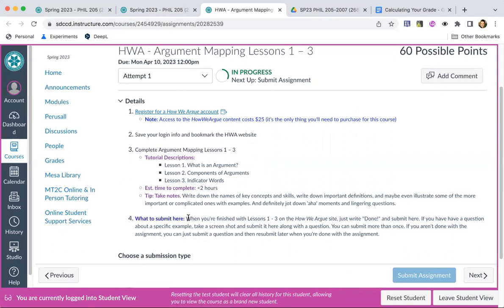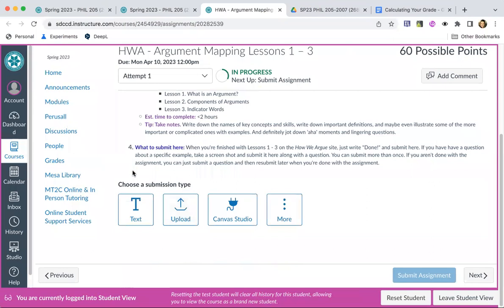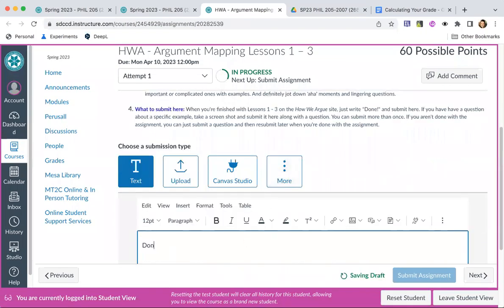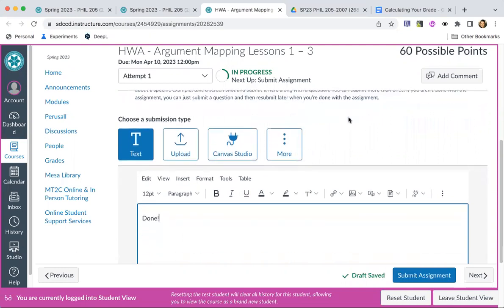And when you're done, submit something here. Just maybe open a text box and say, done. And I'll check on my instructor dashboard in the online argument mapping course to see that you are indeed done, and then I'll give you full credit for it. If you have questions, you can also upload, like if you took a screenshot of something you didn't understand, you can upload it and ask a question.